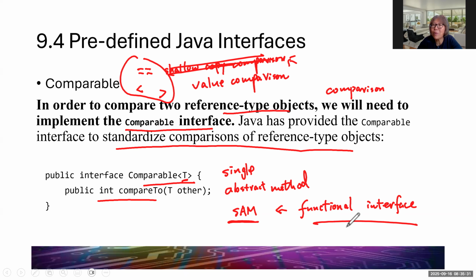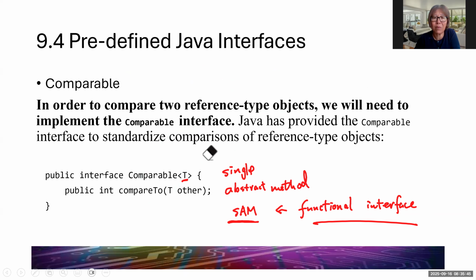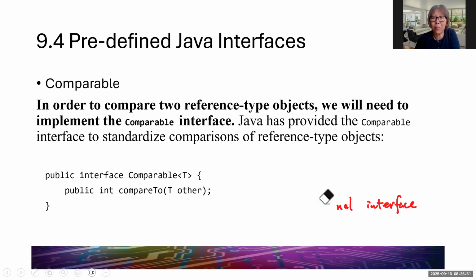This term, functional interface, is very useful, so keep it in mind. The Comparable interface is a functional interface. And Cloneable, if you recall, is a marker interface. That means it doesn't have any method, so you don't need to implement any method if you implement that interface.